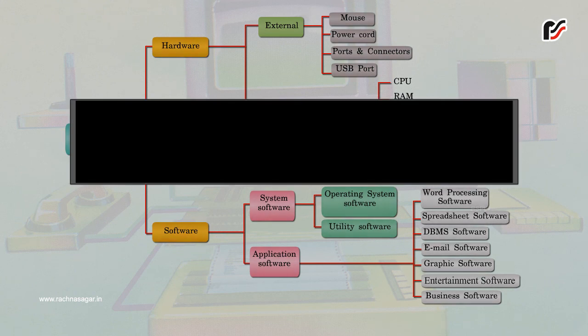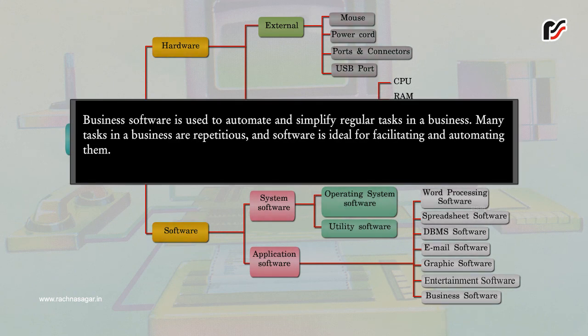Business software. Business software is used to automate and simplify regular tasks in a business. Many tasks in a business are repetitious, and software is ideal for facilitating and automating them. Payroll software is an example.